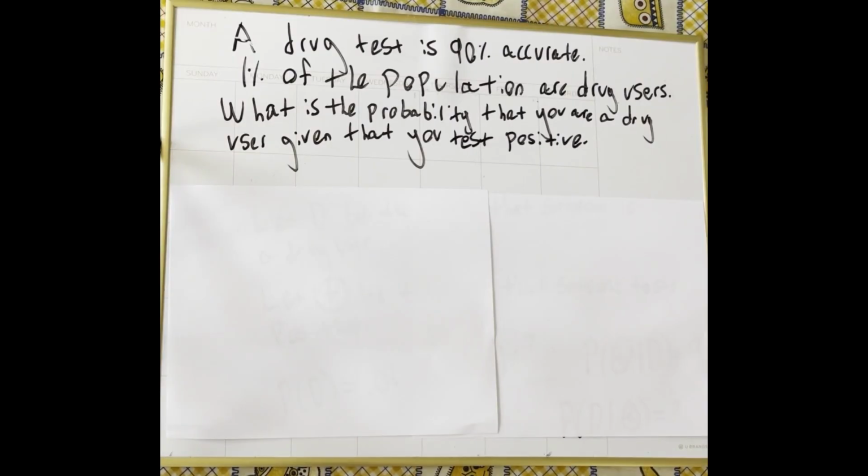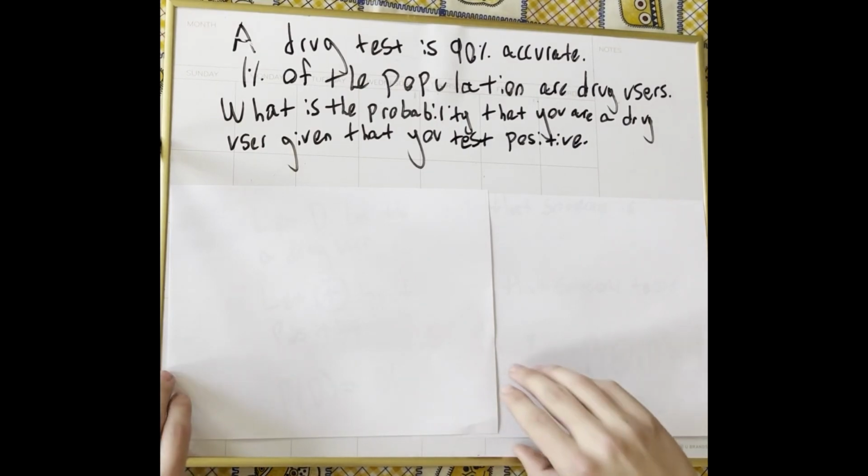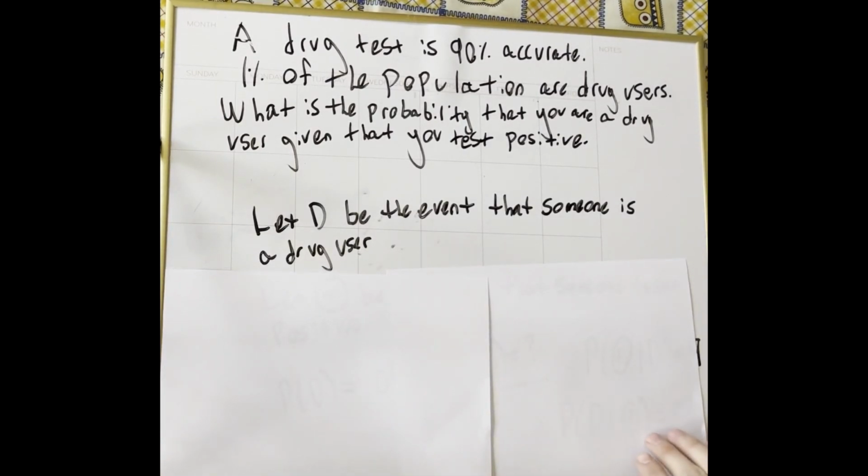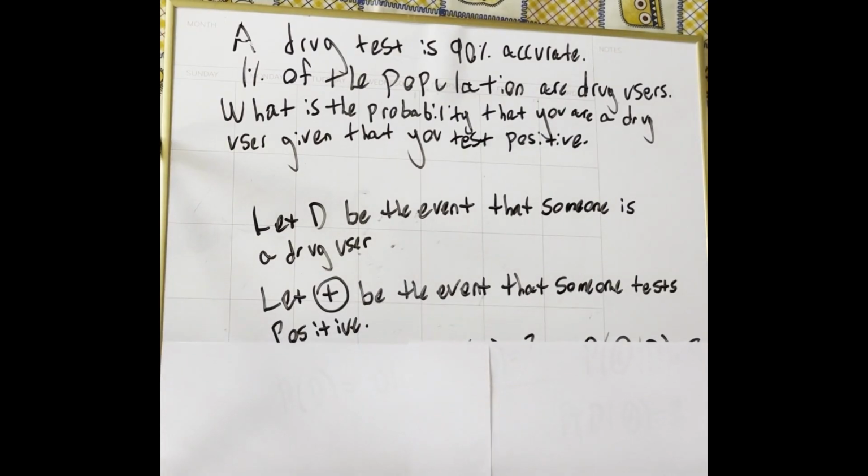A drug test is 90% accurate. 1% of the population are drug users. What is the probability that you are a drug user given that you test positive? The first and hardest step will be to decode this problem using probability notation. So first, let's label some events. Let D be the event that someone is a drug user. And let this little plus sign represent the event that somebody tests positive.